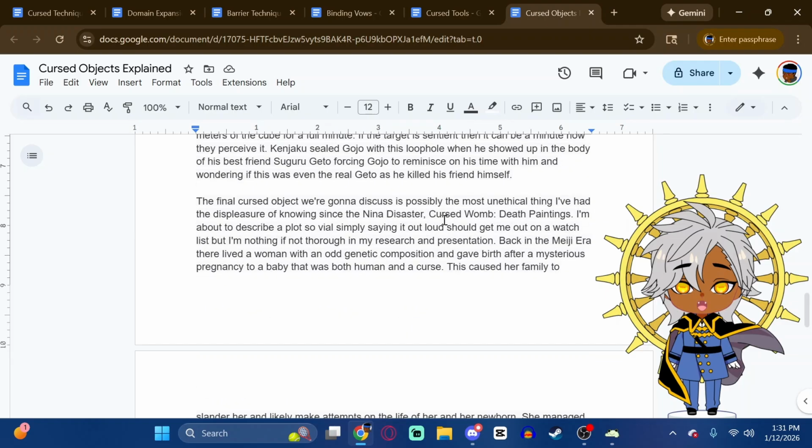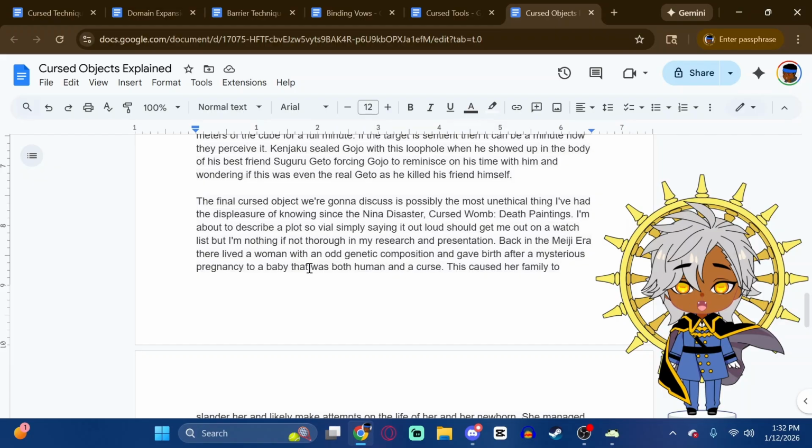And the final cursed object that we are going to discuss is actually a very unethical cursed object. And it's called a cursed womb death painting. And this is where we get characters like Choso and his 2 brothers that are dead, whose names I don't remember. So I'm going to describe a plot that is so vile, simply saying it out loud would probably get me demonetized if I was fully monetized on any platform.